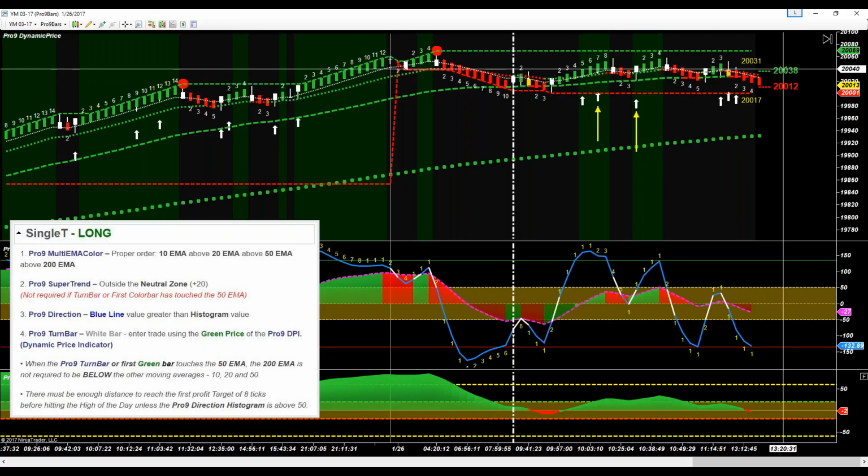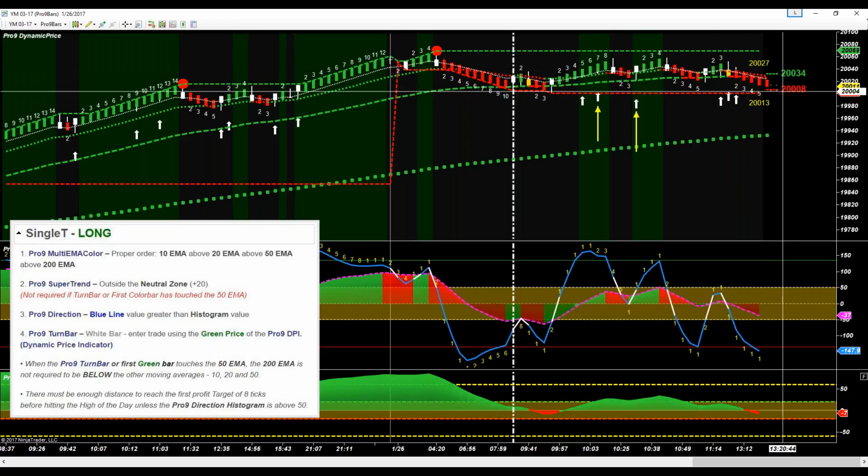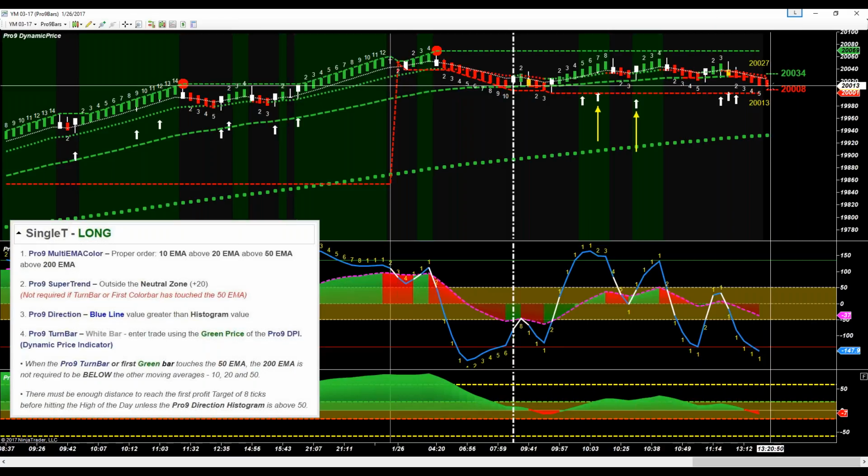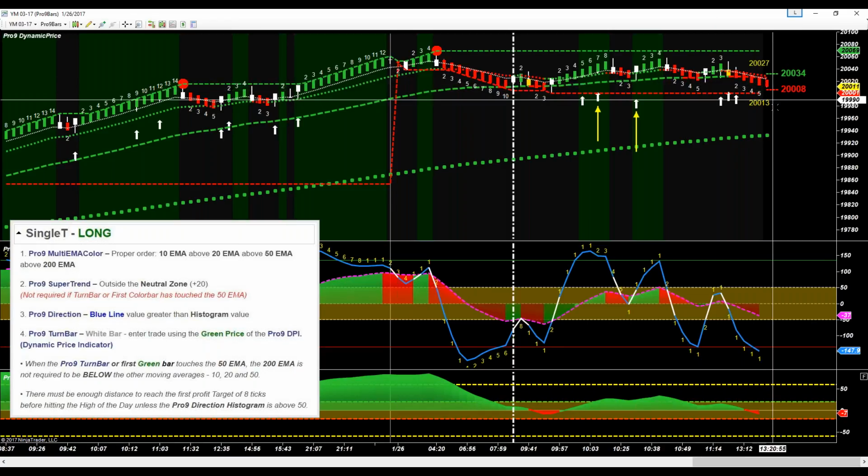So we can only have a few things happen. Either it's going to create a new color bar if it continues heading in the direction of the trend, or it's going to go the other way and create a turn bar. So those are the two options. So here we see the current trend is red, our bars are trending short, and we just hit the red DPI, and so it plotted another color bar.